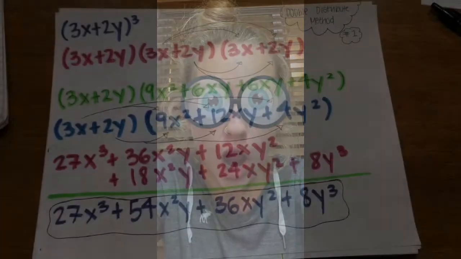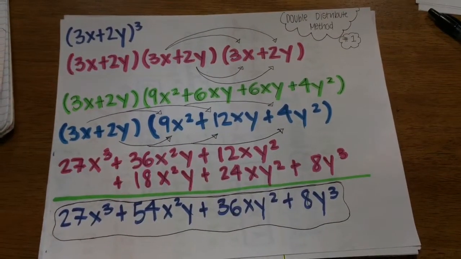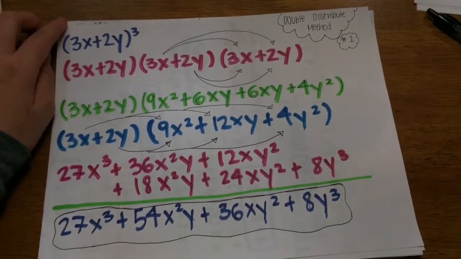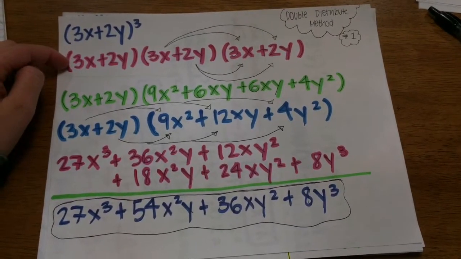Here's our first problem. Let's go. Okay, so for our first problem, all we have to do is use the double distribute method. So we have 3x plus 2y cubed. So we're going to write that out 3 times.